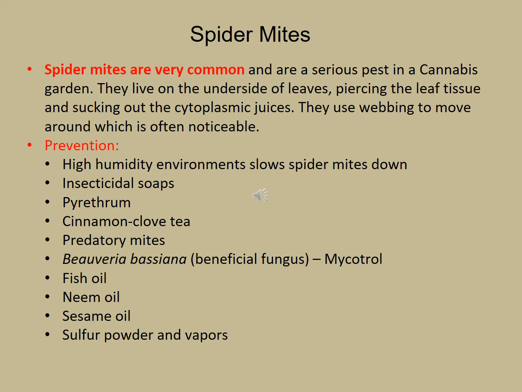There's lots of things you can try, and each of these may not be completely 100% effective, but they will knock the pest down to a level that's possibly tolerable that won't influence the production of what you're trying to get out of the cannabis.